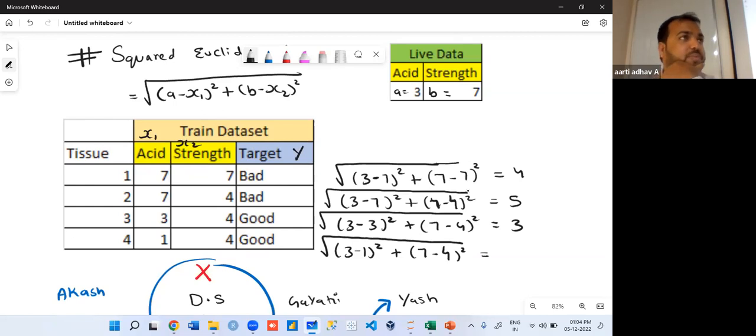Can you round off and give me the number, please? 3 minus 1 is 2. 2 square is 4. 7 minus 4 is 3. 3 square is 9. 4 plus 9 is 13. Give me in decimal. 3.6. Can I call this distance, guys?